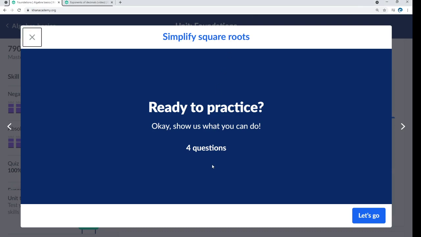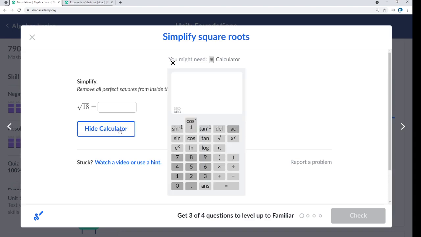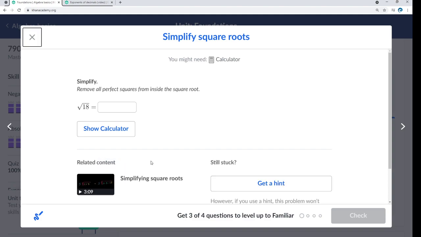All right, 4 questions. What are we doing here? Remove all perfect squares from inside the square root. And they even give me a calculator for this one, which makes me feel bad about using a calculator for all the other ones. But let's look at simplifying square roots, because I'm not exactly sure.